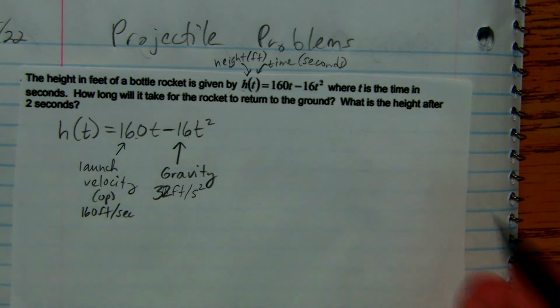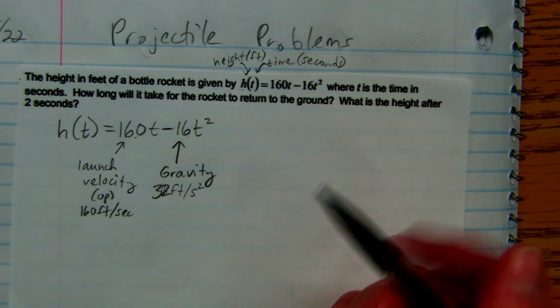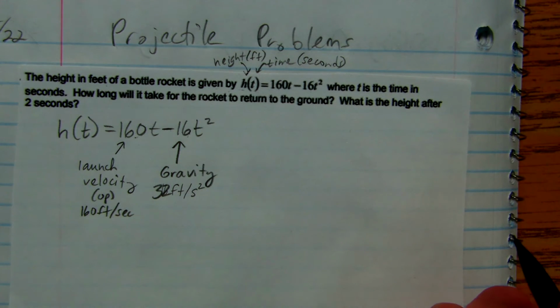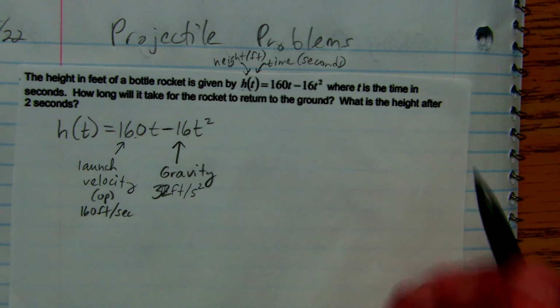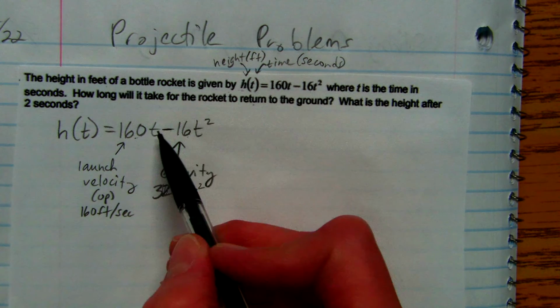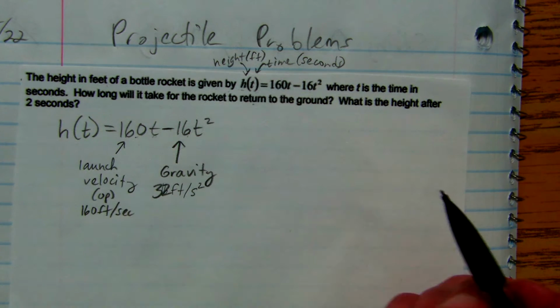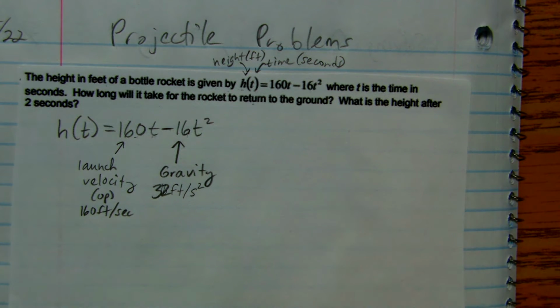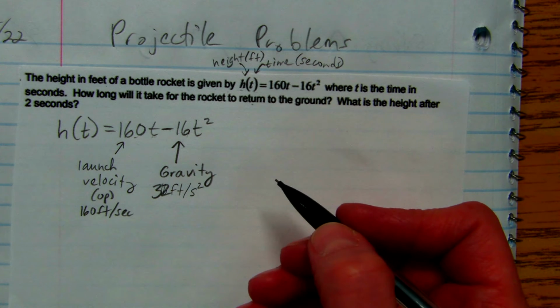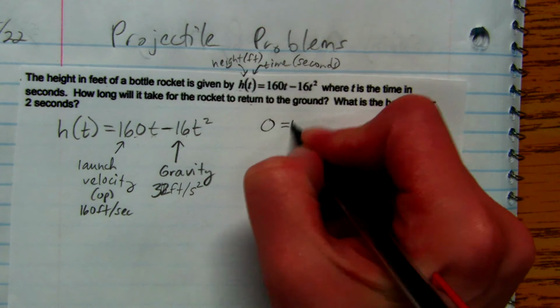And we are starting from the ground. They're shooting off the bottle rockets from the ground, so I don't have any original height that I have to deal with. It wants to know how long it will take for the rocket to return to the ground. So we're going to try to find t. When it's on the ground, what is your height? Nothing. Zero. So we're going to take this equation and make it equal 0.